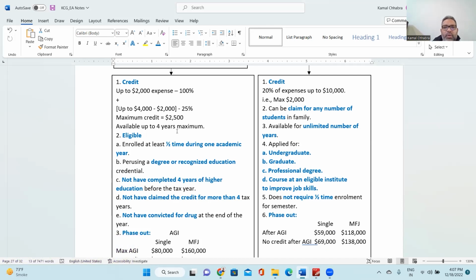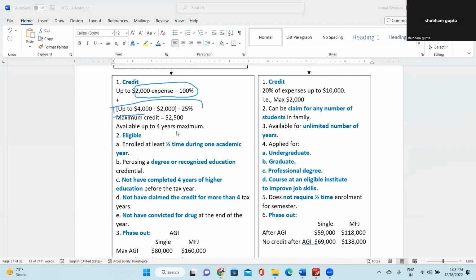How did we get to this $2,500 amount? What I'm saying is 100% of the first $2,000, and then 25% of the next $2,000, which is $500 max. If you add up these two, it results in $2,500. So the maximum amount is $2,500, right? Everyone, you got it? How we get there?